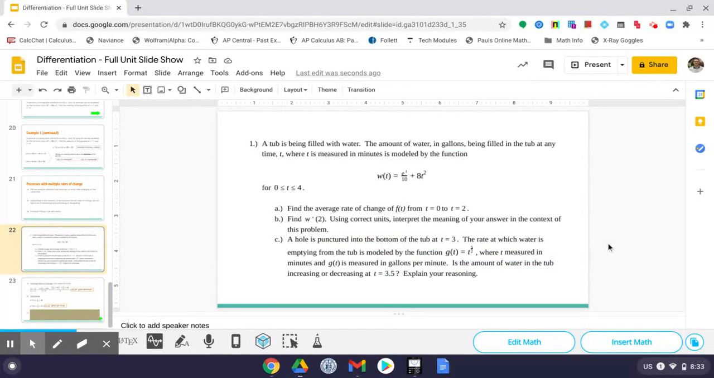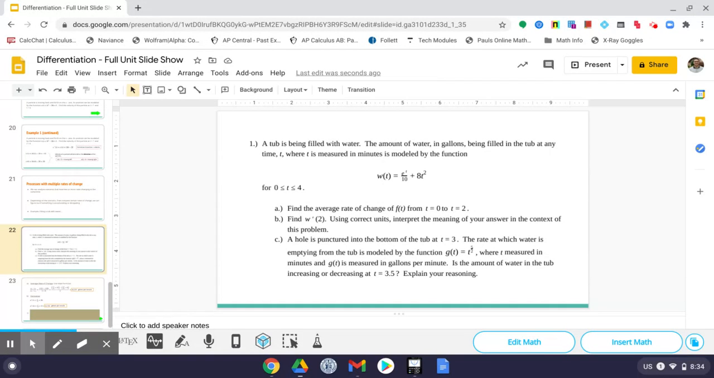Okay, so part C is really the heart of this problem. This is the idea of looking at a process that has multiple rates of change and how we can analyze exactly what's happening. Here's the twist in the problem: at t equals 3, a hole is punctured into the bottom of the tub. So what's going to happen? Water is going to start coming out of the tub at the bottom.